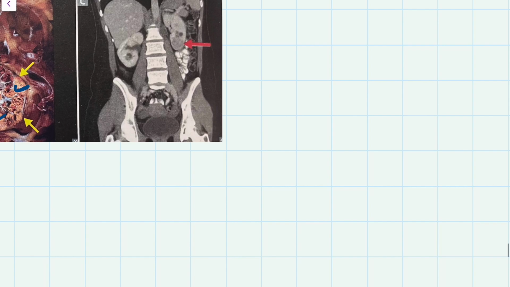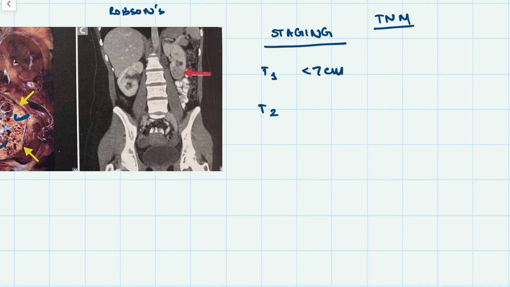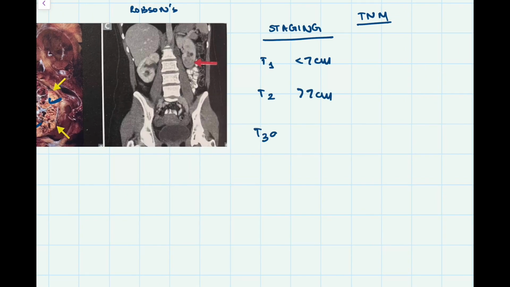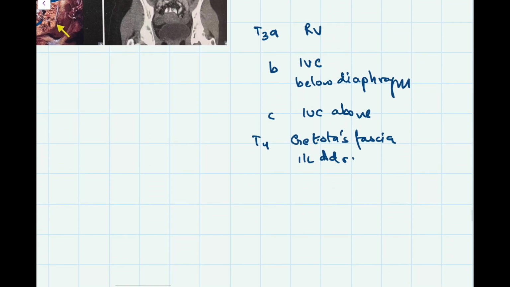So we'll briefly look at its staging, right? It can be done by either Robson stage or TNM stage, but nowadays we are usually following the TNM stage. T1 is tumor less than 7 cm, T2 is more than 7 cm, T3A is the invasion of renal vein, B is invasion of IVC but below the diaphragm, C is IVC above the diaphragm, right? T4 is extension of the tumor beyond the Gerota's fascia and to ipsilateral adrenal. If the tumor goes to the contralateral adrenal, it is considered as M1 stage or metastatic stage.